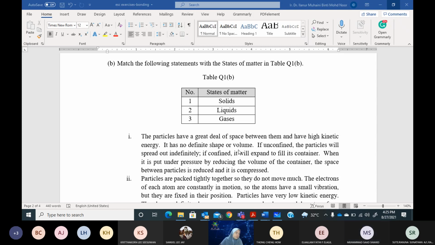Okay, the answer for part 1 is gas. Gas doesn't have a definite shape or volume. But also liquid. Liquid also, if you pour the water in a swimming pool, it follows the swimming pool shape. Volume is not fixed. It follows the container. But you must see other things. For example, space between them and high kinetic energy, then it is gas.